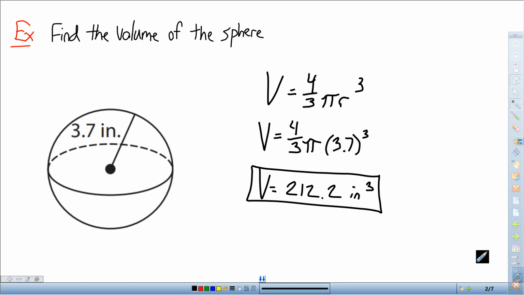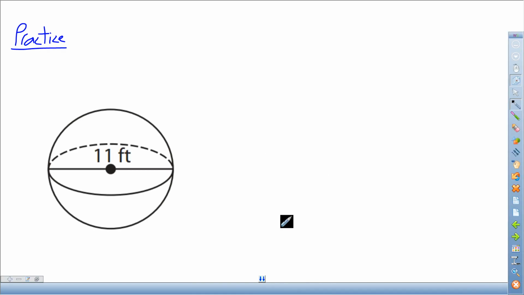Okay, and that's really it. As long as you can type this into a calculator correctly, when they give you the radius, these problems are really simple. Okay, so I'm gonna have you guys go ahead and try one of these on your own.